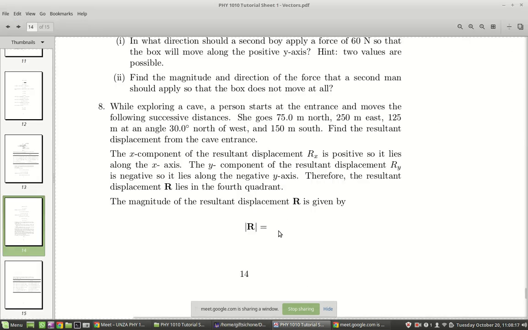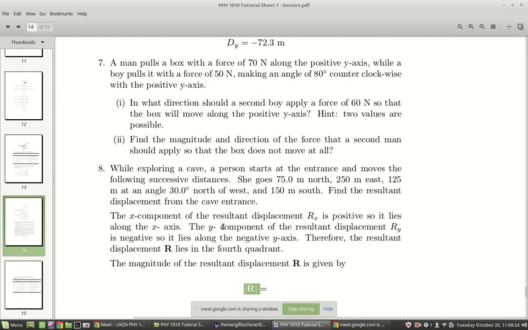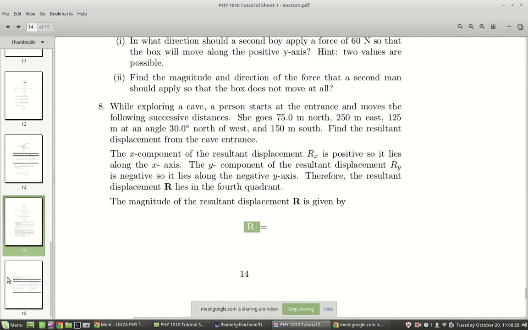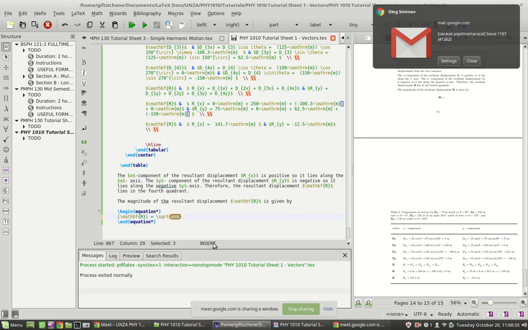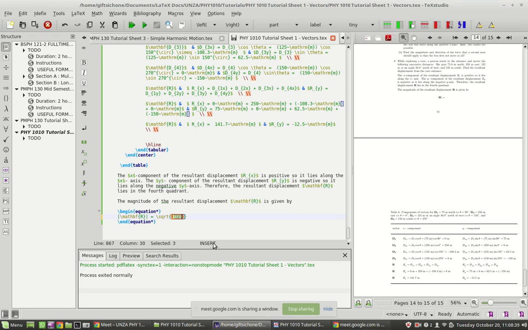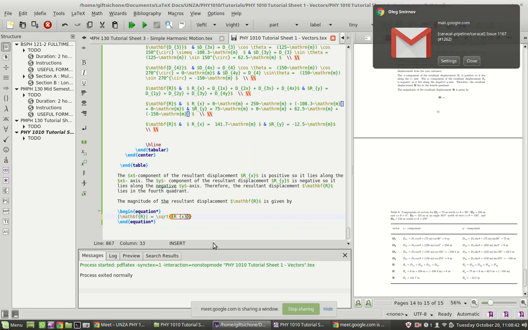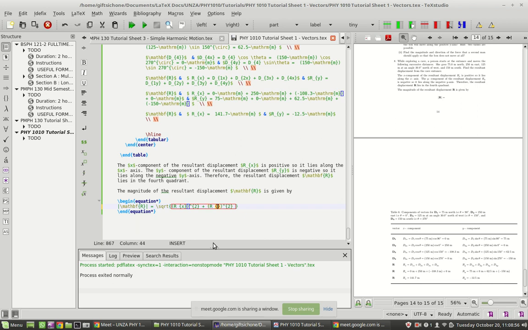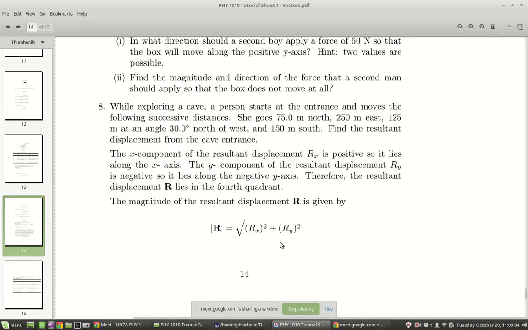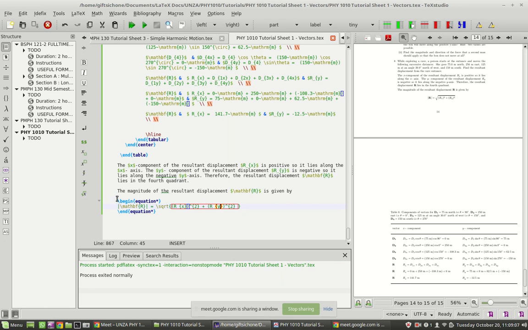Alright, so how do we find R? How do we find the resultant of R? We find the resultant by the formula square root of Rx squared plus Ry squared. There. Square root of Rx squared plus Ry squared. And we have these values, so we will substitute.